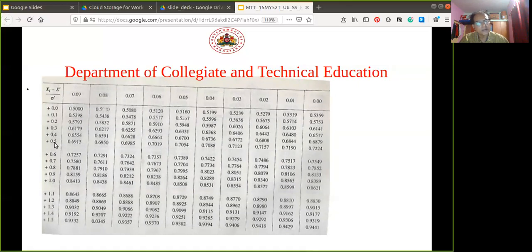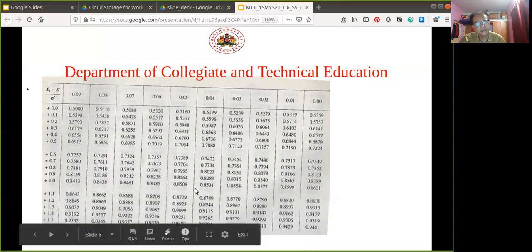Like that, I'll go for another value. See, this is 0.5 here. I'll add 0.07 to it. If I add 0.07 to the 0.5, I'll get 0.57. So for the value of 0.57, the area under the curve is 0.6985. Like that, the area just increases.